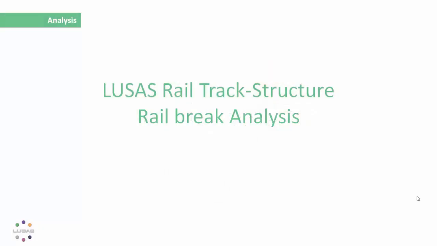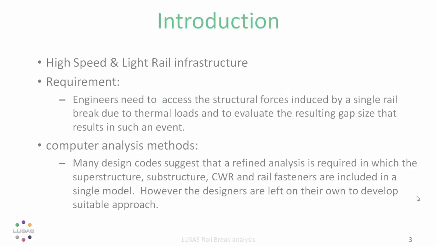This presentation is about modelling rail brake in continuously welded rails. On some projects in the USA, there is a requirement to check for rail brake under large thermal differential temperatures. In other words, the size of brake in the rail has to be assessed to ensure it is under the limit allowed. There are several ways of doing this, but codes do suggest that a refined analysis is required in which the superstructure, substructure, continuously welded rail and rail fasteners are included in a single model.